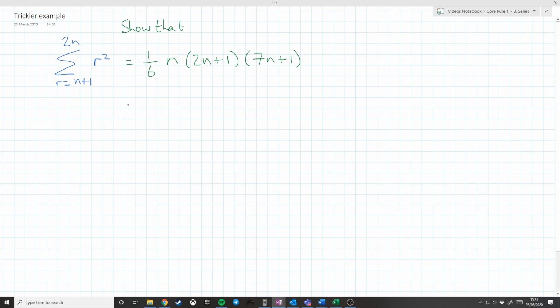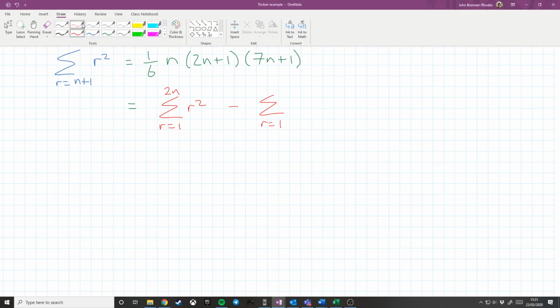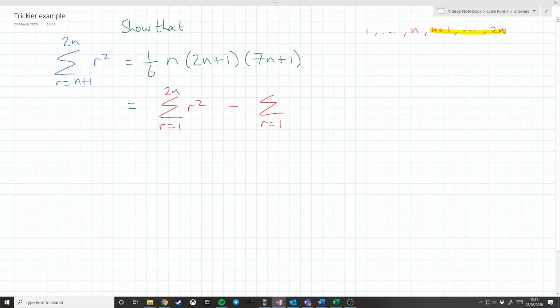Okay, so the first thing we're going to remember is that we can split this up into 2 parts. We can split it up into the sum from r equals 1 to 2n of r squared, take away the sum from r equals 1 to, and let's be super careful about it. So if I was going through the terms, 1, n plus 1, 2n, I want from n plus 1 up to 2n. So I want to get rid of 1 to n of r squared.